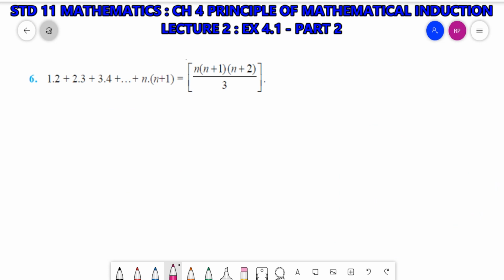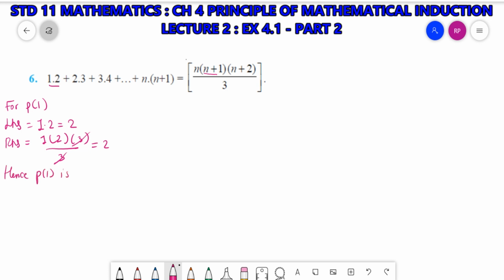Okay. So let's take for P of 1. LHS: 1 into 1 plus 1 means 1 into 2, this one, that is equal to 2. RHS: 1, 1 plus 1, 2, 1 plus 2, 3 upon 3, 3, 3 gets cancelled. So it is 2. Hence, P of 1 is true.